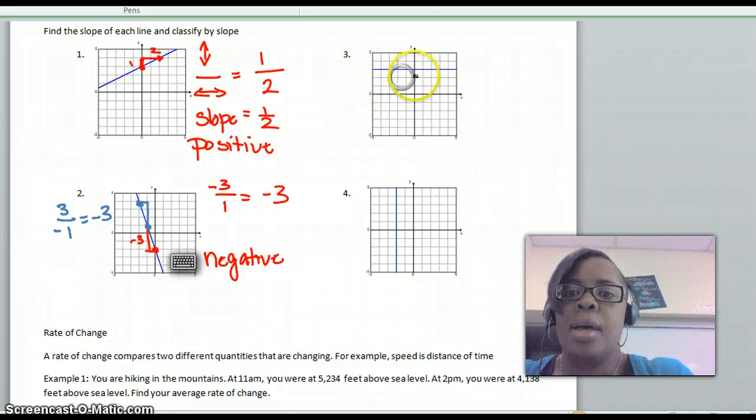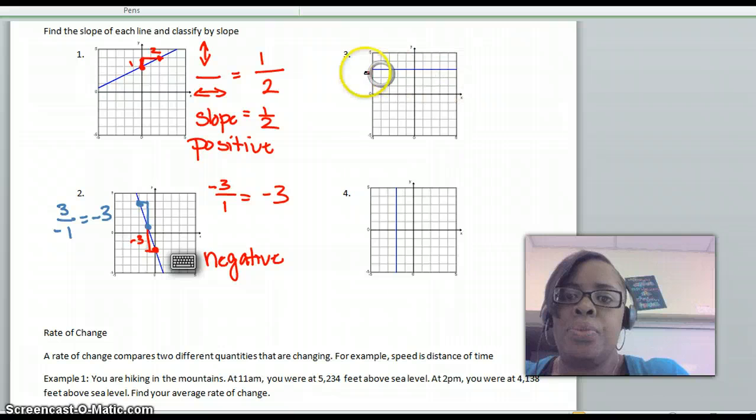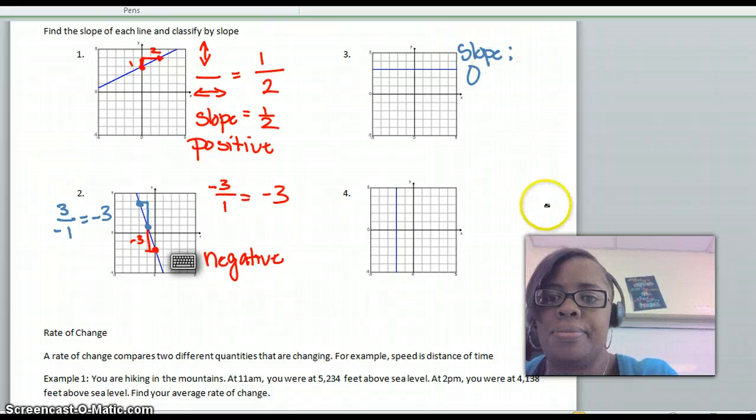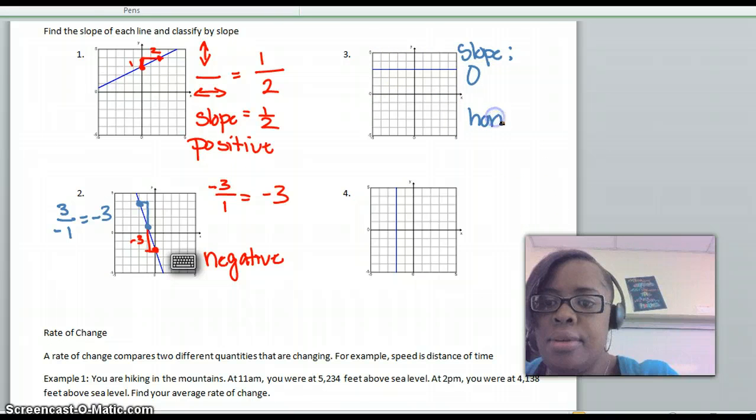So number 3, I'm flatlining here. This is what I like to run on when I run. And so there's 0 slope here. There's no slant at all. So the slope for this one is 0. What's my classification? It's a horizontal line.